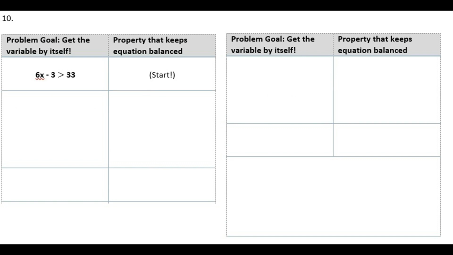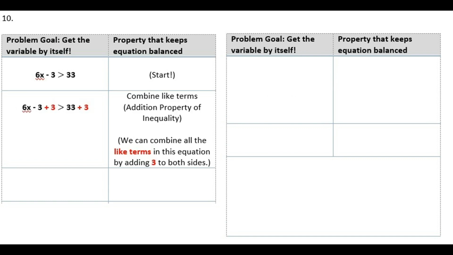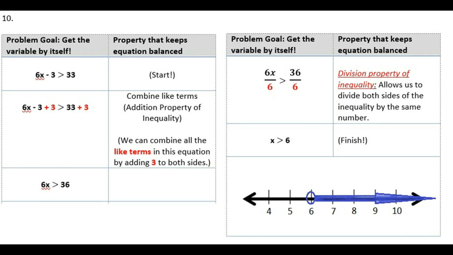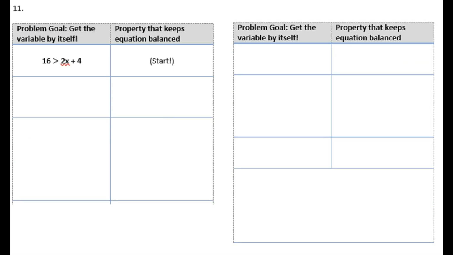6x minus 3 is greater than 33. So we go to 6x minus 3 plus 3 is greater than 33 plus 3. That's the addition property of inequality. We combine our like terms by adding 3 to both sides. So 6x is greater than 36. Divide by 6, and we end up with x is greater than 6. Now, that's an open dot. It's greater than, so we're graphing off to the right-hand side, and our arrows once again match. Moving on to the next one.